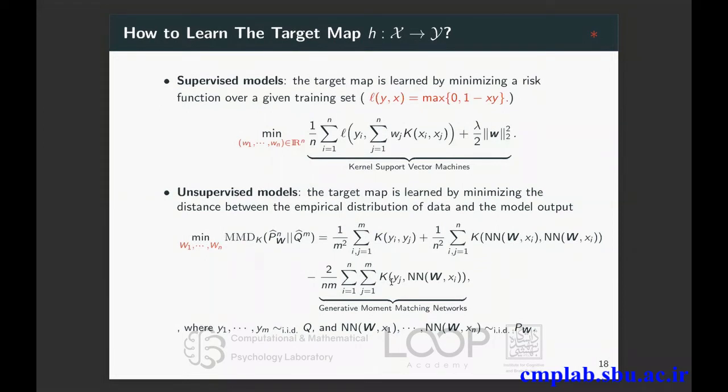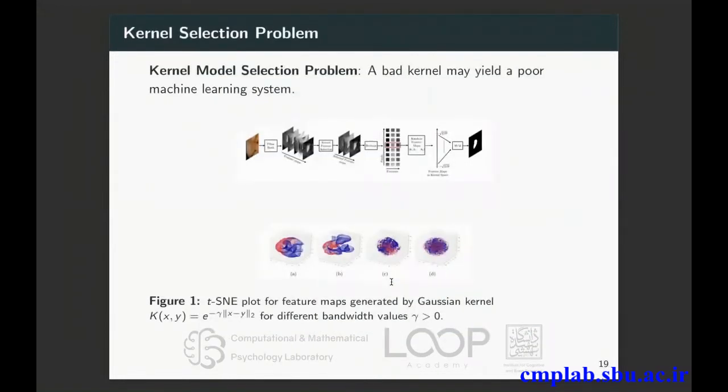So it turns out that generative moment matching networks are much simpler to train. The same can also be said about kernel support vector machine. But they also have their own issues. The main issue here is: how do I choose the kernel? So I want to give you some specific examples of what happens if I choose a bad kernel function.